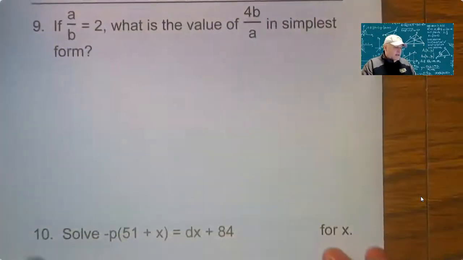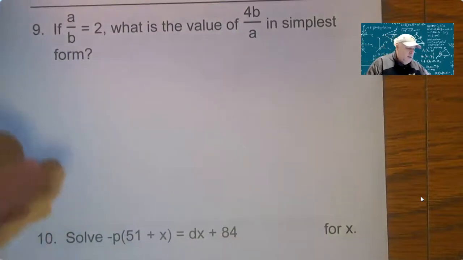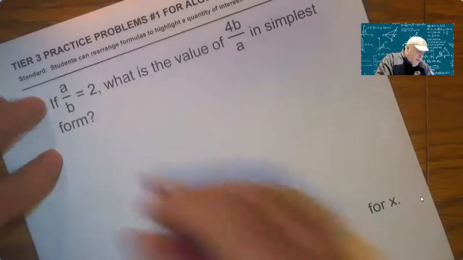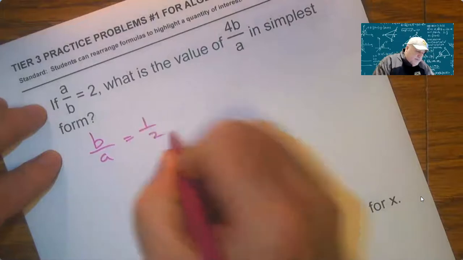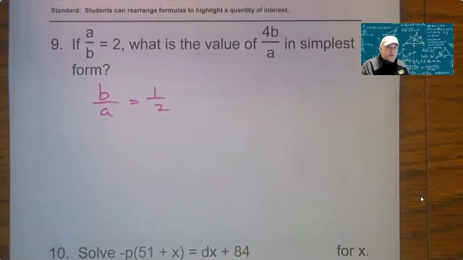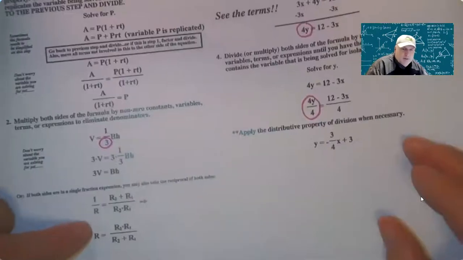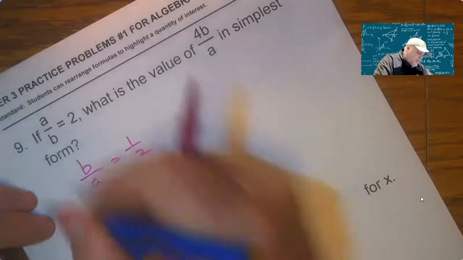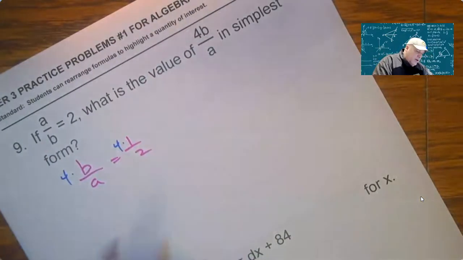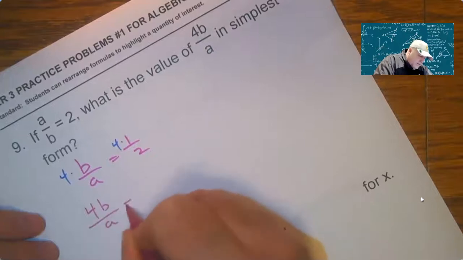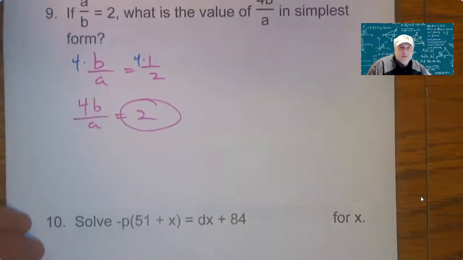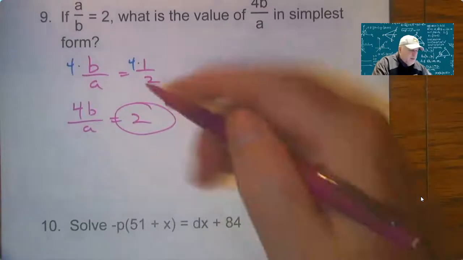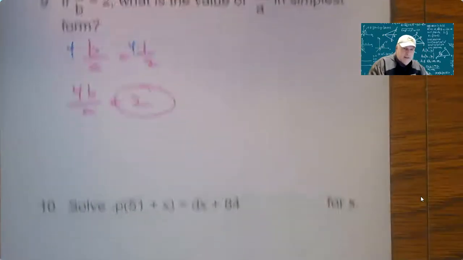All right, 9 and 10, tier 3 here. Notice 4b over a. So if we make this b over a, that's 1/2. Flip both sides. And that has to do with this piece of the notes. Now 4b over a. So you're going to multiply both sides by 4 because you want to create the 4b over a. And 2 is what it equals on the right. So flip it, then figure out what you need to multiply by to get it to happen.